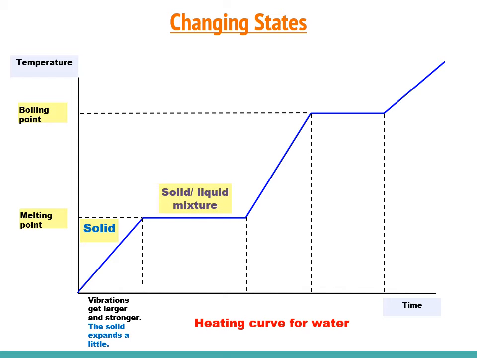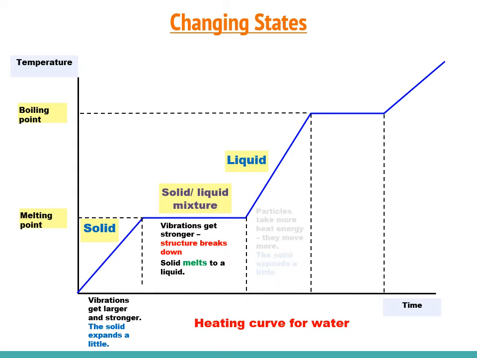Here, we shall have a mixture of solid and liquid. The vibrations get stronger, the structure breaks down, and the solid melts to a liquid. As the heating continues, the remaining solid in the mixture of solid and liquid will eventually change into liquid. In this phase, the particles take more heat energy and they move more. The liquid expands a little.